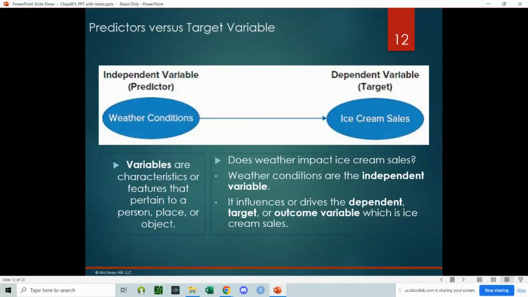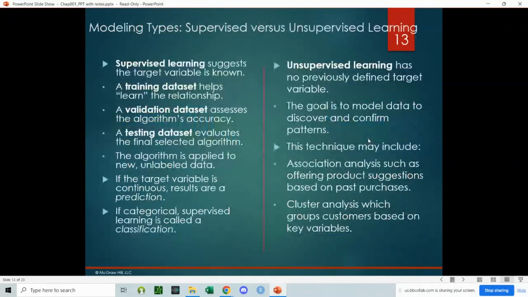So variables are characteristics or features that pertain to a person, place, or object, and the weather conditions are the independent variable, and it influences or drives the dependent variable, the outcome variable, which will be ice cream sales in this case.